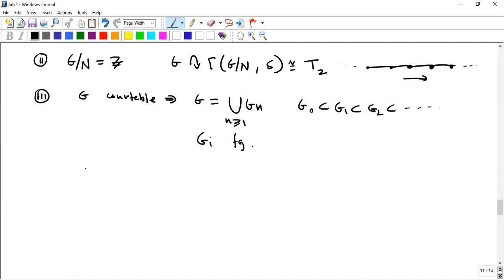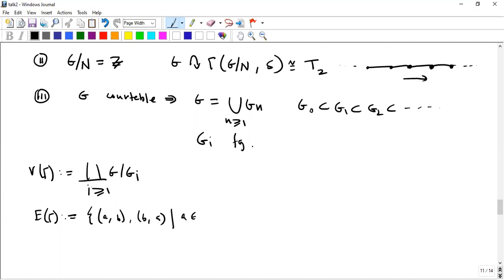And now we can form a graph whose vertices are the cosets. So consider a graph whose vertices are all these cosets, and there are edges whenever something in G by Gi is also in G by Gi plus 1. So the edges are of the form A, B, such that A is in G by Gi and B is in G by Gi plus 1. Whenever something is in G by Gi and something is in G by Gi plus 1, I join them.